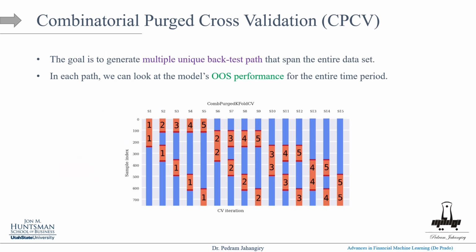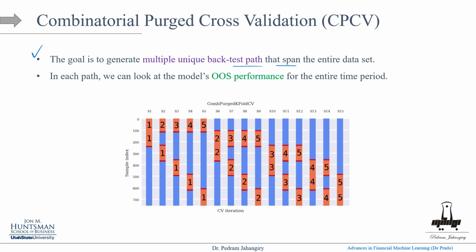All right, the last one is called CPCV, Combinatorial Purged Cross-Validation. This one is quite unique, especially when it comes to backtesting trading strategies, and it's very helpful because it gives us multiple backtest paths that span the entire data set. So what do I mean by that? Let me emphasize it one more time. The goal in CPCV is to generate multiple unique backtest paths that span the entire data set.